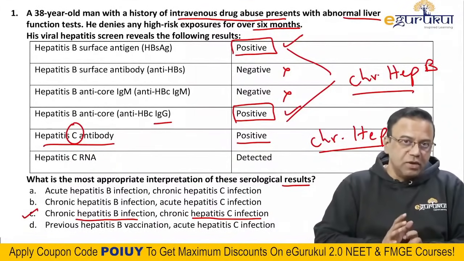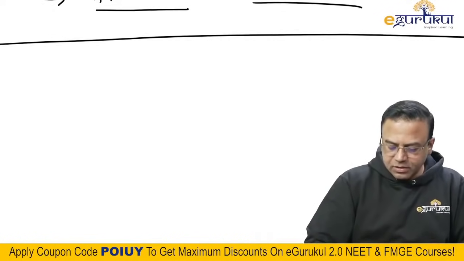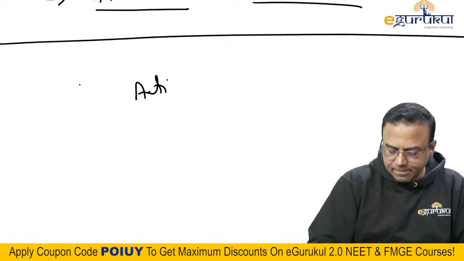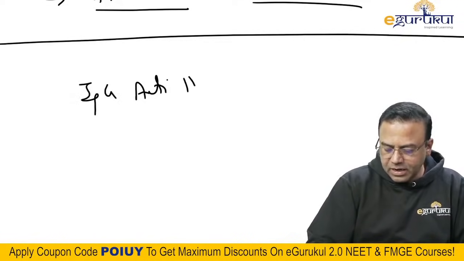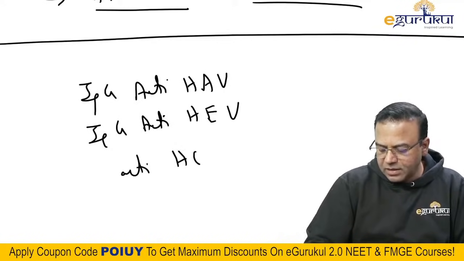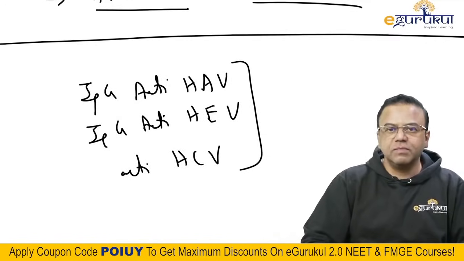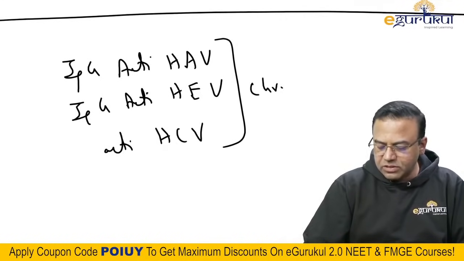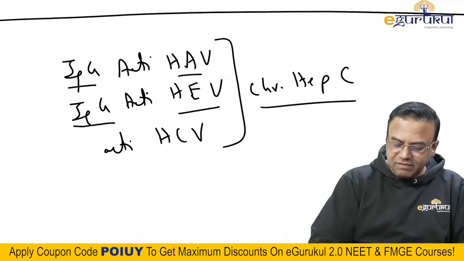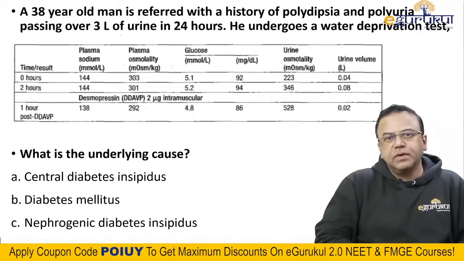So when they give you a combination of antibodies, it's very important. This was a question that they had mentioned. They had given IgG anti-HAV, IgG anti-HEV, and anti-HCV positive. The combination of these simply suggests that right now the patient is likely having chronic hepatitis C. As I told you, once you get IgG anti-HAV and IgG anti-HEV, they indicate recovery.